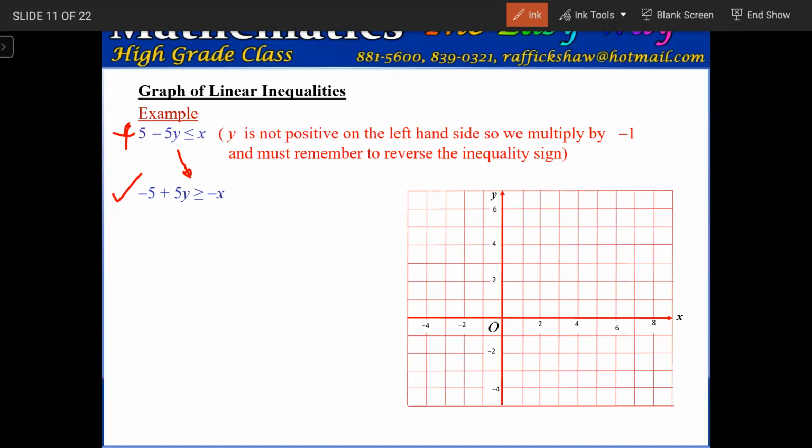It's the same inequality, just rearranged in a form that we understand better, because the y is positive. So we now know that the greater than means above. So for this one, we want above. We also want a solid line. Why do we want a solid line? Because the equal is there. So the equal is a part of the inequality. So we want an unbroken line, right? Because the equal is there.